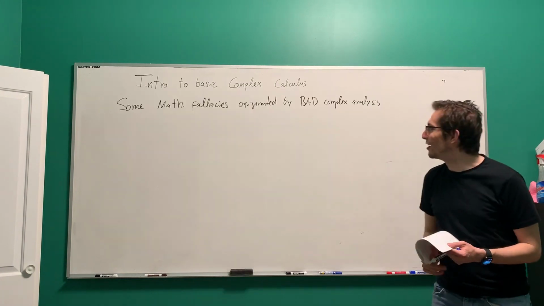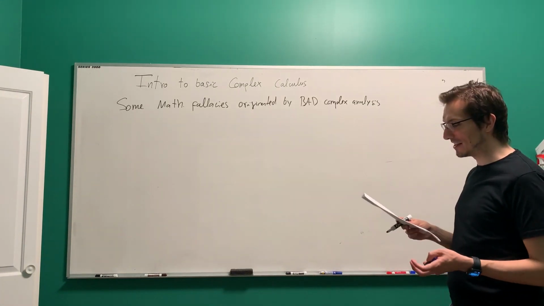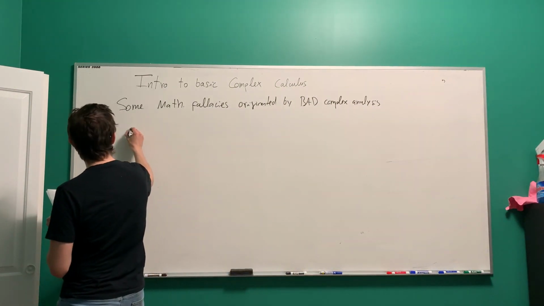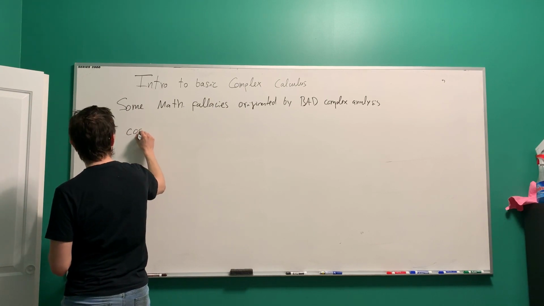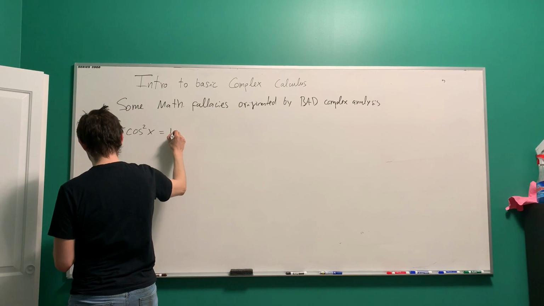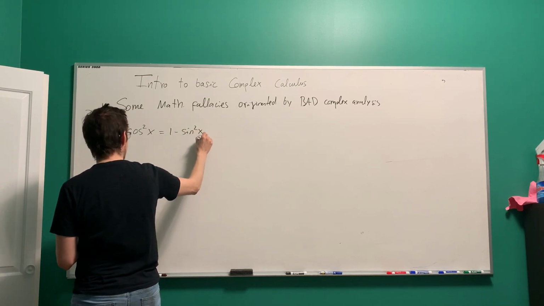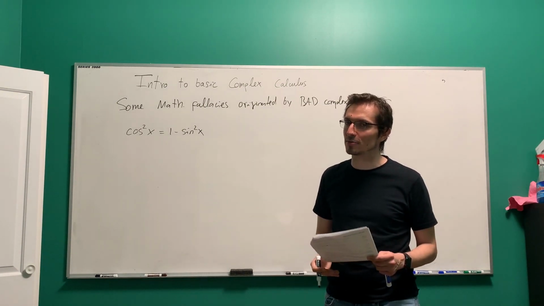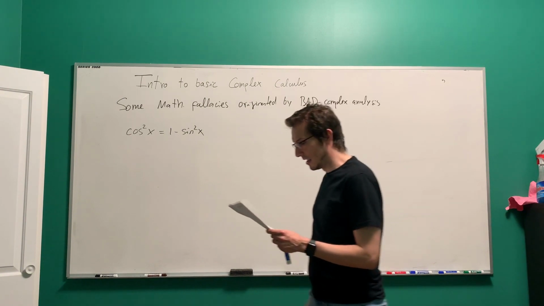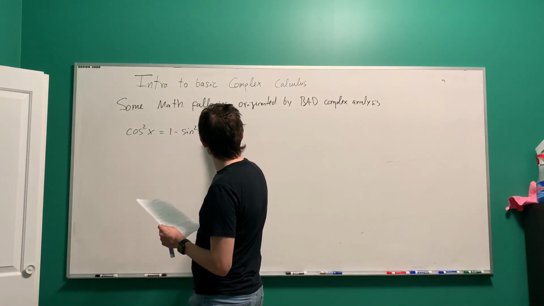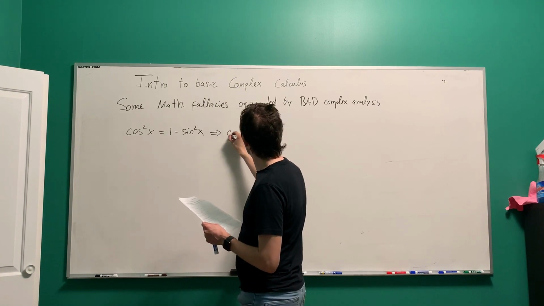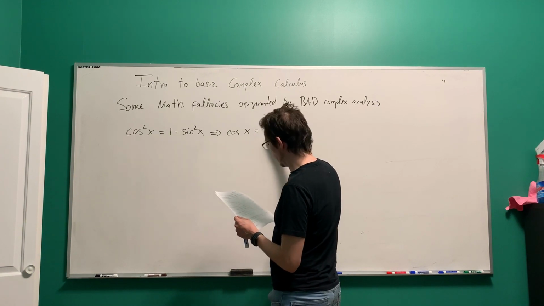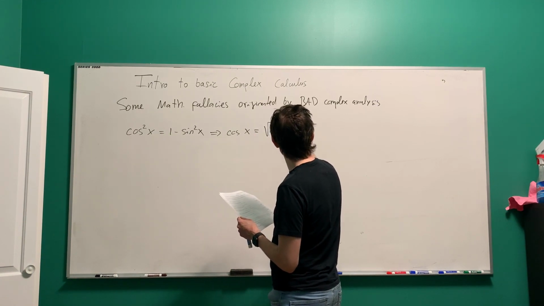So let's see some mathematical fallacies that originate in bad complex analysis, okay? Let's start with this one. Let's begin with a simple trigonometric identity: the cosine squared of x equals 1 minus sine squared of x. You know that formula. I'm going to do some steps and get a contradiction, so one of the steps is wrong. You need to find which one and why. We can take the square roots, and we get cosine of x equals the root of 1 minus sine squared of x.